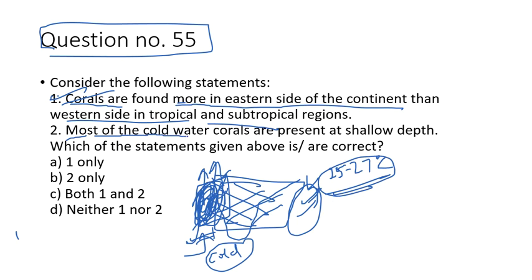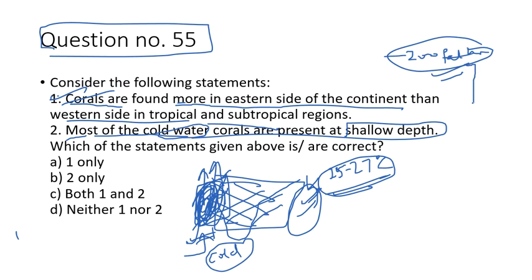Statement number 2: most of the cold water corals are present at shallow depth. See, the cold water corals are found in the high latitudes, and the cold water corals are formed beyond 200 fathoms of depth. Okay, so they form below the normal depth, below the normal platforms on which corals grow. So this is not shallow depth. This statement is wrong. In the shallow depth normal corals are formed, not cold water corals. So this statement is wrong. Statement number 1 is right.